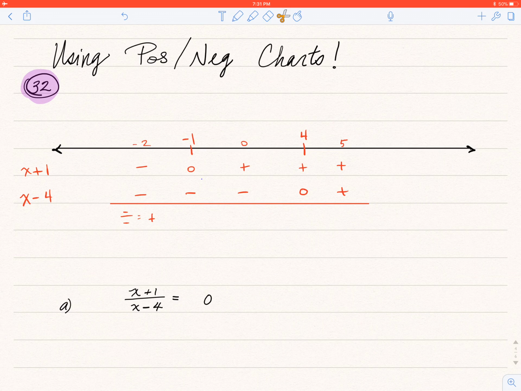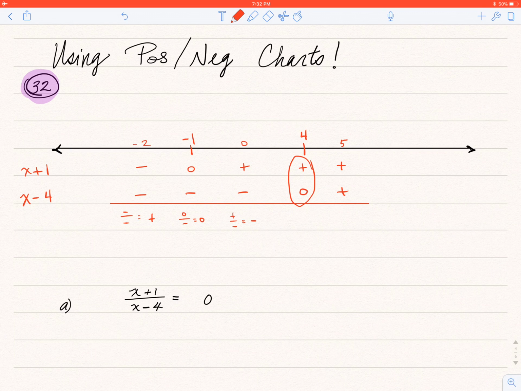Next, we're going to take 0 divided by negative. Anytime we have a 0 on top, that's totally okay. We just come out with 0. The next one, we have a positive divided by a negative. Positive divided by negative is equal to a negative.